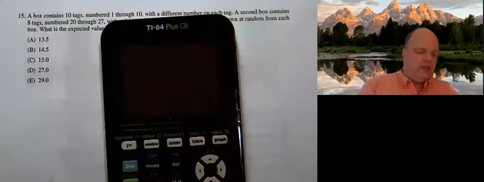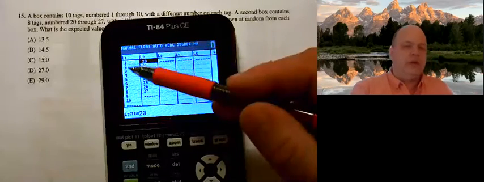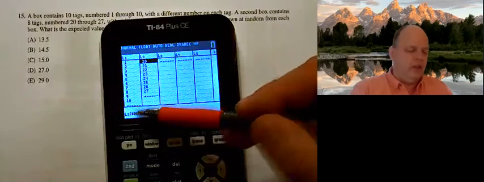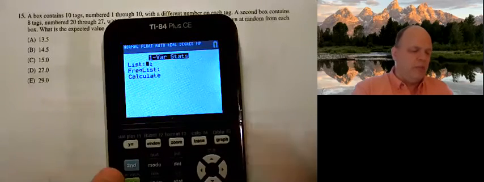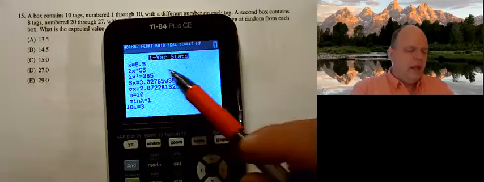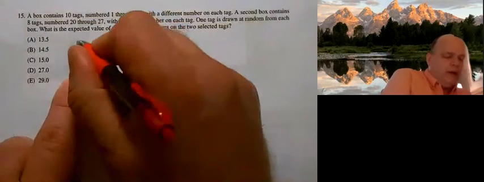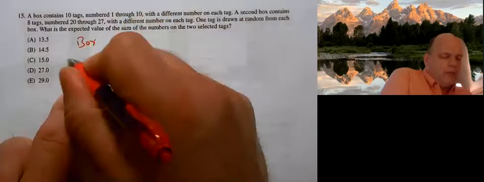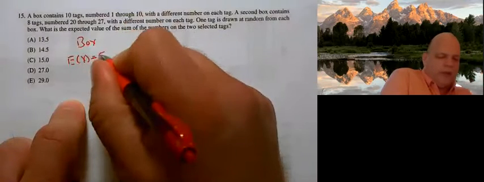And probably the easiest thing to do would be to go to stat edit and enter 1, 2, 3, 4, 5, 6, 7, 8, 9, 10 into it. And then go stat calc, one variable statistics. My list was L1, so second one. And I get an average of 5.5. So drawing from the box 1, my expected value is the average, which happens to be 5.5.